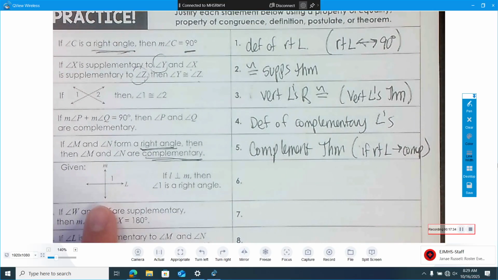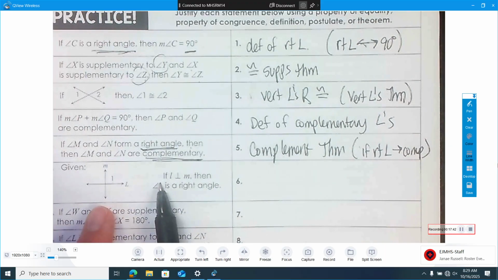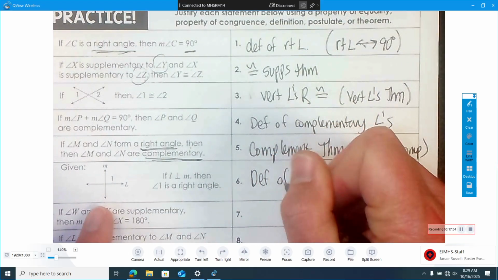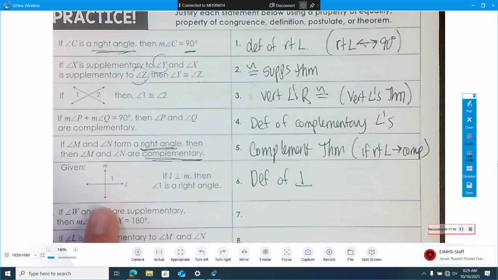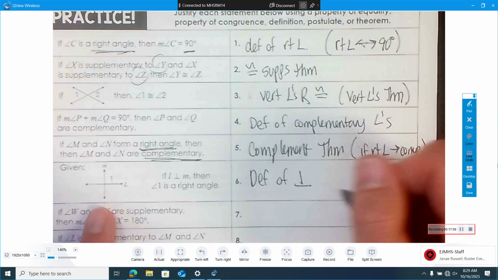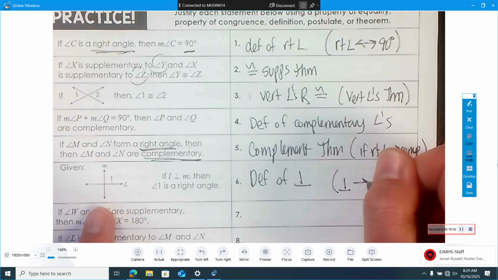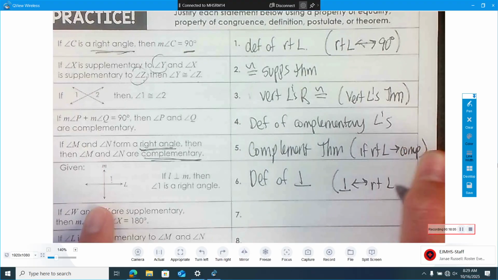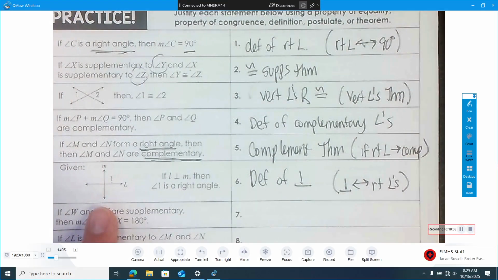Number 6. Given lines M and L, and then there's this angle 1. If L is perpendicular to M, then angle 1 is a right angle. Definition of perpendicular. Again, I like writing perpendicular implies right angles. That is also an acceptable reason there, but definition of perpendicular. If they're perpendicular, then we've got a right angle, and vice versa.